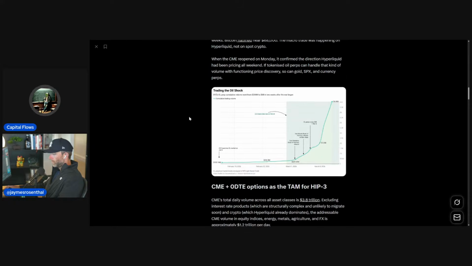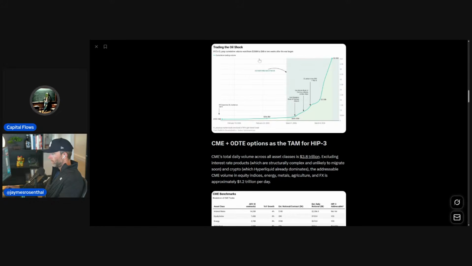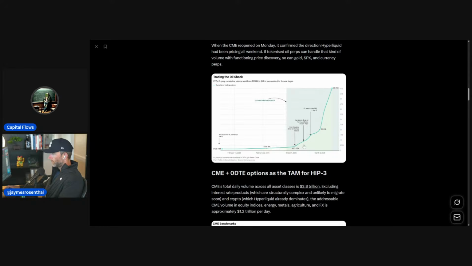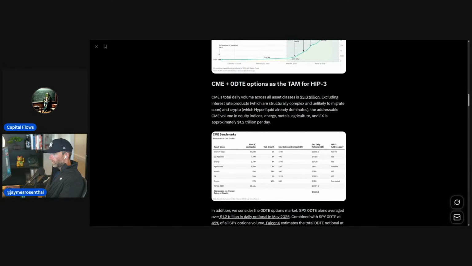Here's trading oil, XYZ's perp volume. I mean, this is just so large in how much all of this has changed. The fact that they got crude perps on there right before the attack is huge.